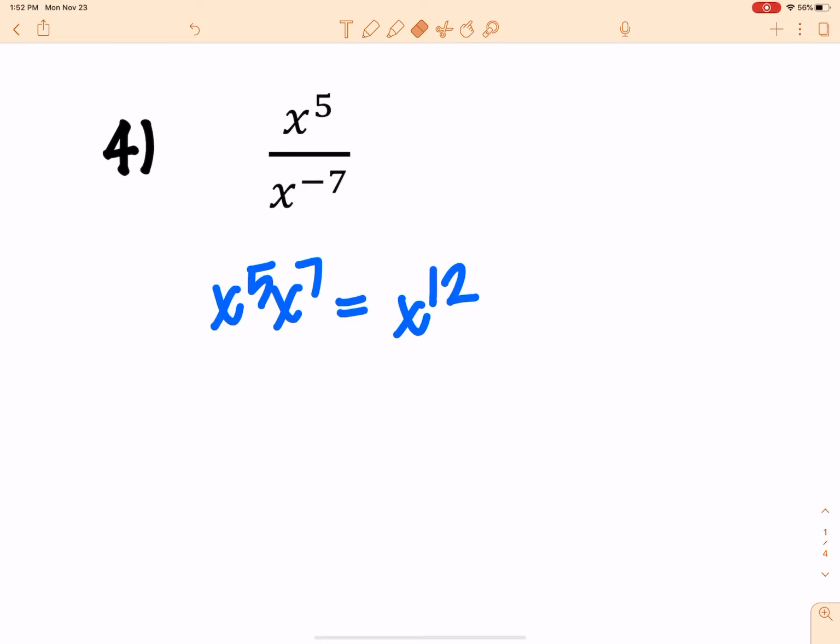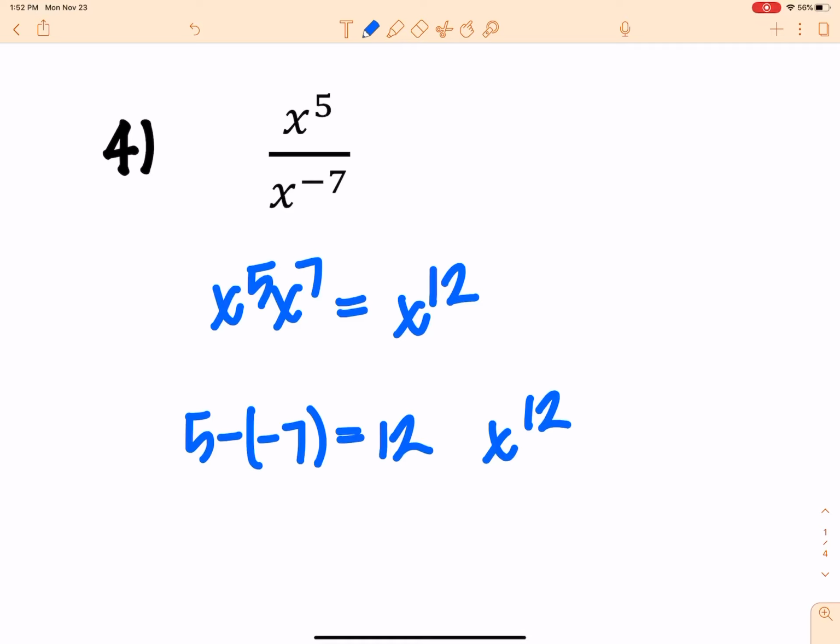A different way would have been to just use your division rule, which would be you subtract from top to bottom. So 5 minus 7 is equal to 12. So that means the answer would be x to the 12th. So both by using the negative exponent rule and the division rule, either way, you would get the same answer. So again, just knowing the rules accurately can help you with most of these problems.